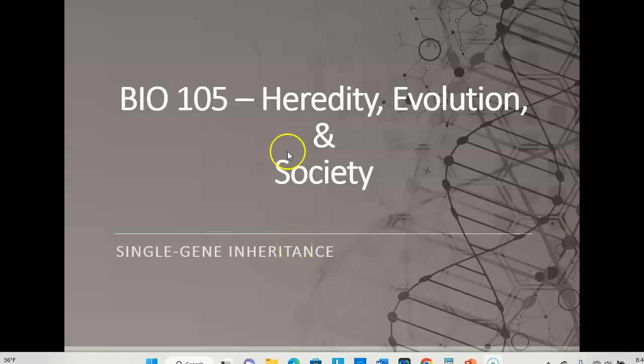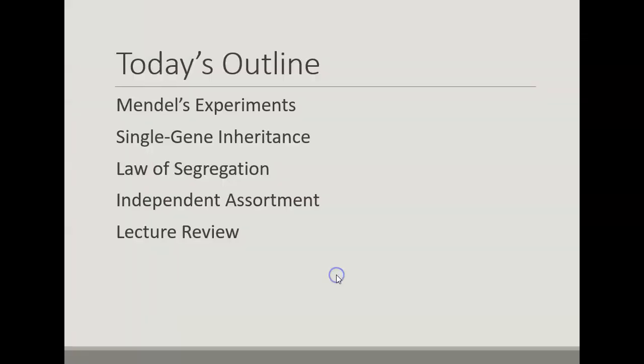Hello everyone. In this lecture we're going to talk about single gene inheritance. Up until this point we have talked about all of the cellular mechanisms that we need to understand as far as how traits are passed from one generation to the next. We started at a very micro level, looking at the smallest components of genetics that we can. We're going to move up now.